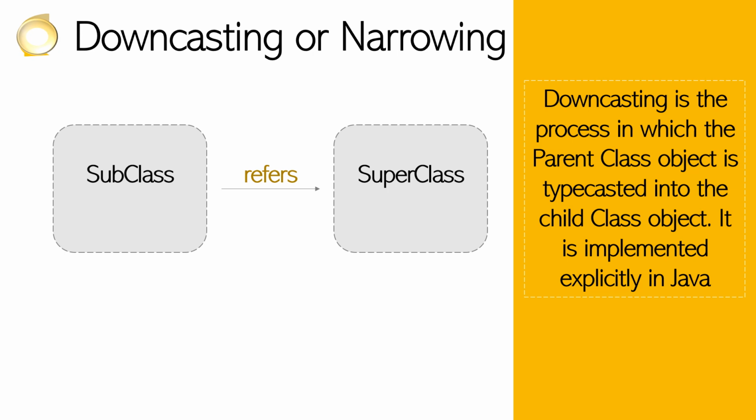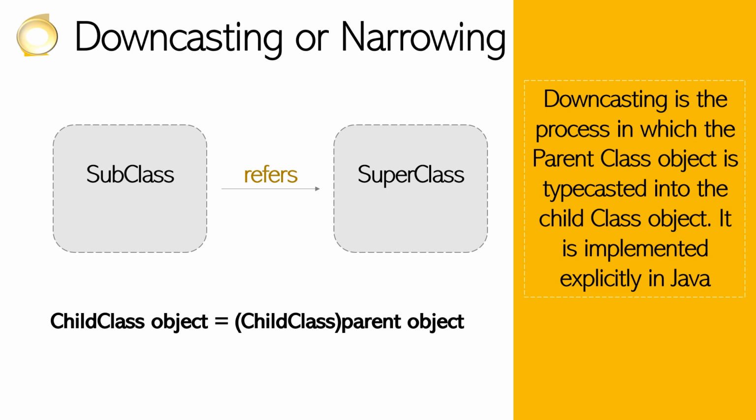So how do we do that? We have here the child class. A reference to the child class is equals to the child class. And then when you perform downcasting, the child class is enclosed with parentheses followed by the parent object.